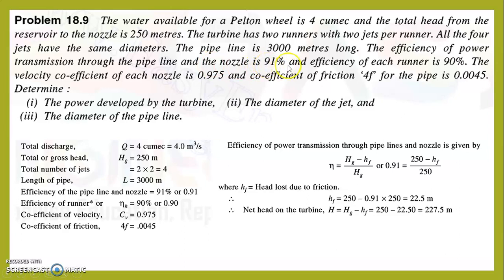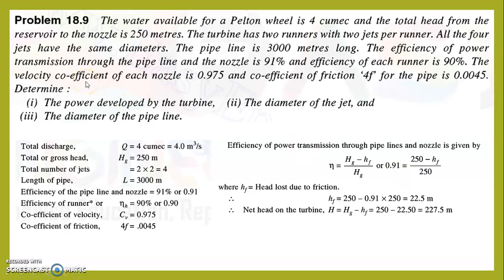That is the efficiency of power transmission. Actually, due to the 250 meter head, we should get 100%. But due to the head loss due to friction, we will get 91% only. So using this 91%, we can calculate the net head. That is the difference between gross head and friction head. So we will get the net head as 227.5 meter using the equation.